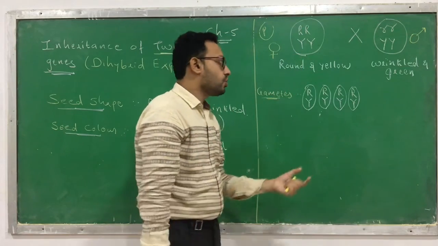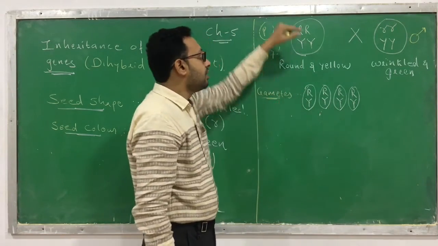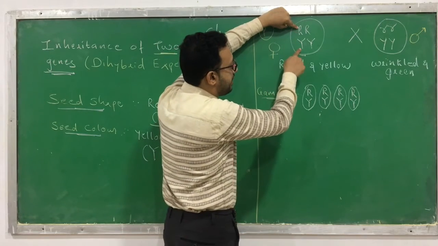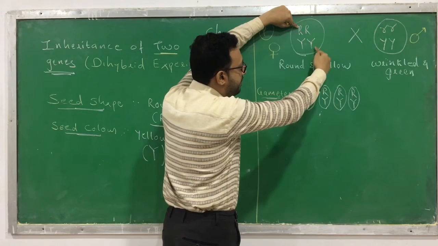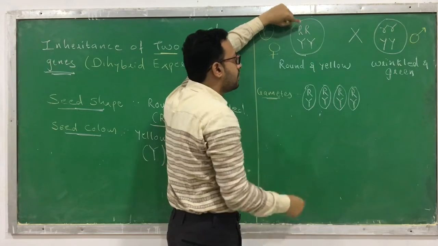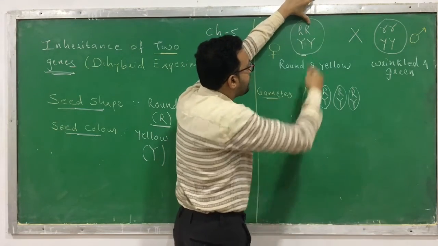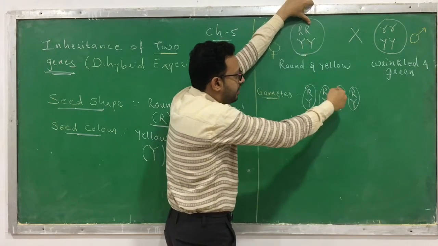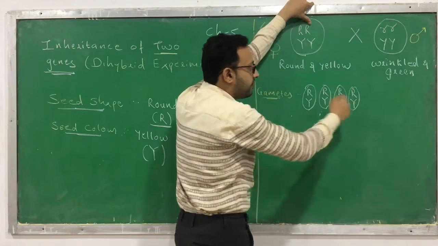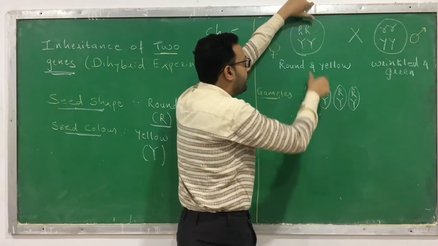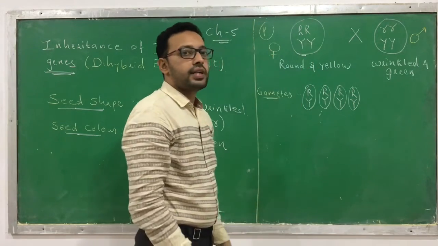So I again show you how to form a gamete. First, capital R, capital Y, these two. In the second case, capital R, capital Y, going across. Third possibility, now take this R, capital R, capital Y. This is the third one. Now the fourth one, capital R, capital Y. This is the fourth one. This is the gamete of this plant, round and yellow.